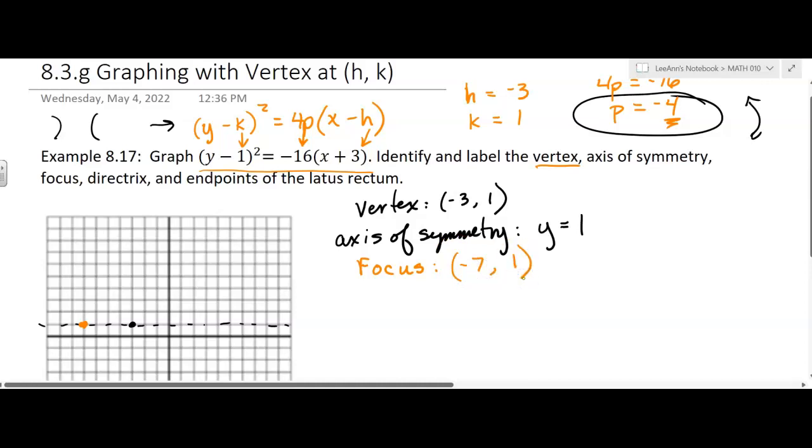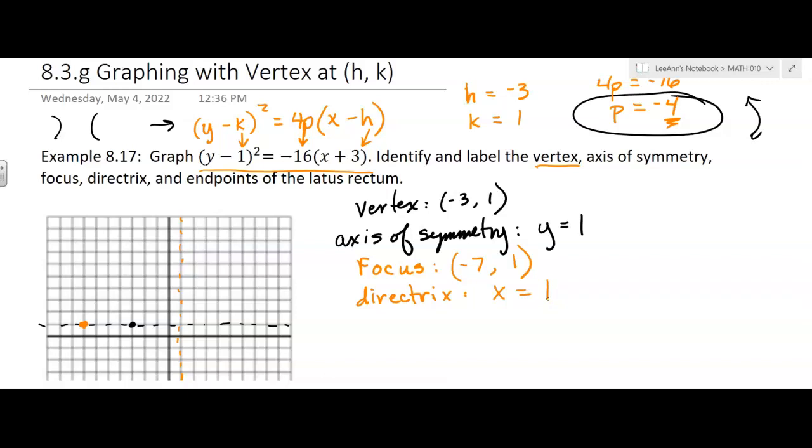All right. Then what else do we need? The directrix. The directrix has to be in the other direction. So it has to go this way. It's going to be this kind of vertical line. And so it's going to be x = 1. Okay. So that's the directrix.